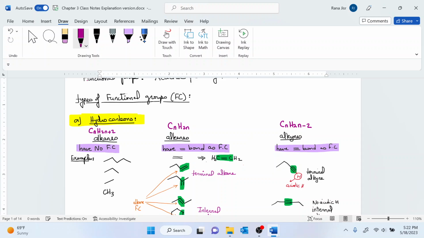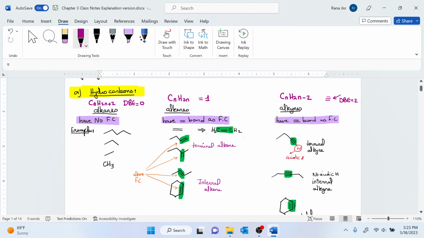We know that the DBE of alkanes is 0. For alkenes, the DBE is 1, depending on how many double bonds you have, because every double bond is a DBE of 1. And then for alkynes, every triple bond is a DBE of 2. So it depends how many double bonds and triple bonds you have. So alkanes have no functional group. They are just long carbon chains.